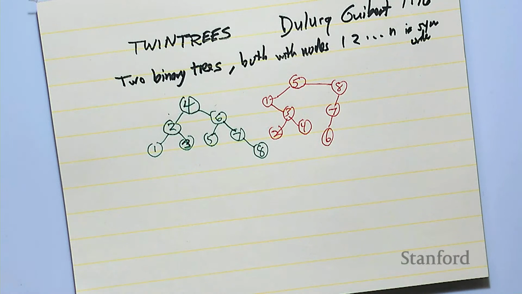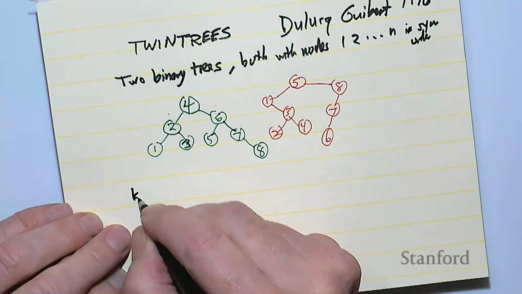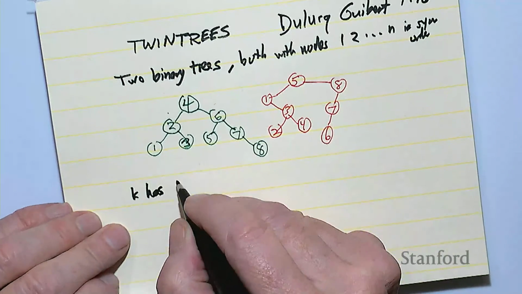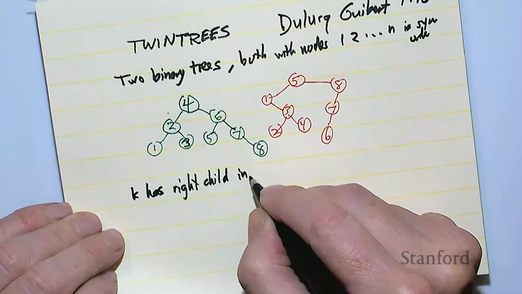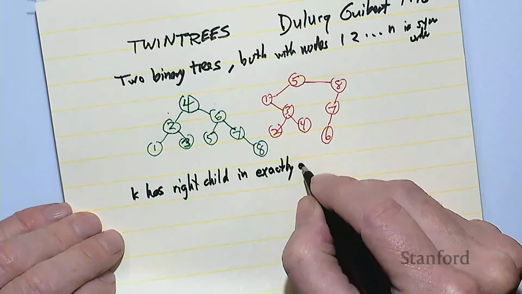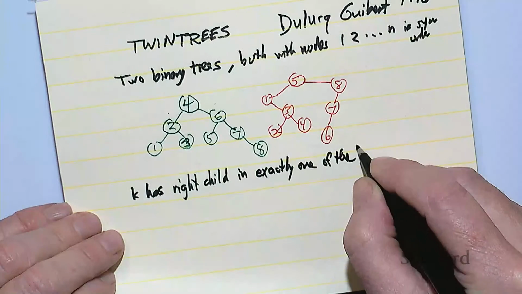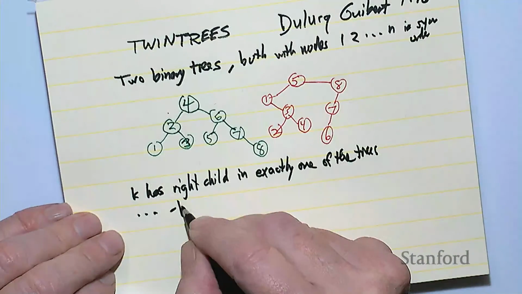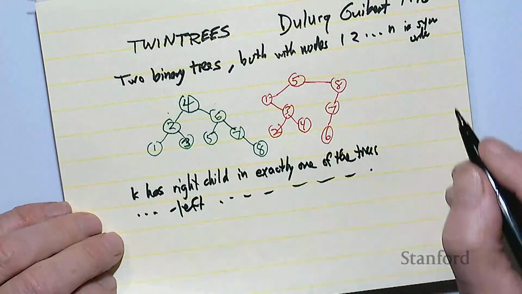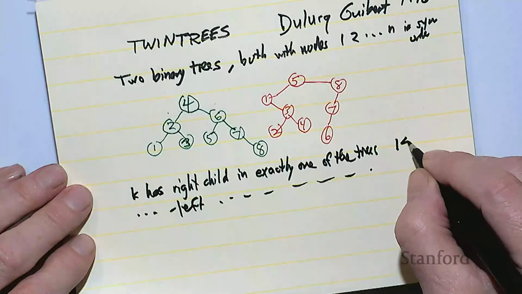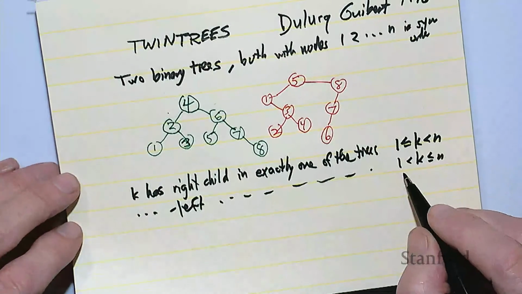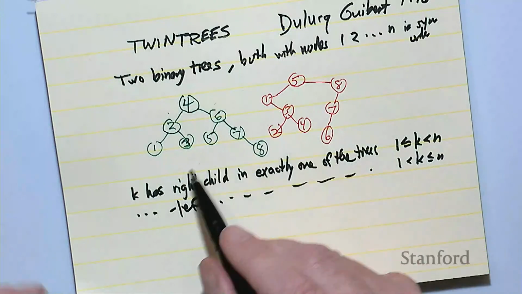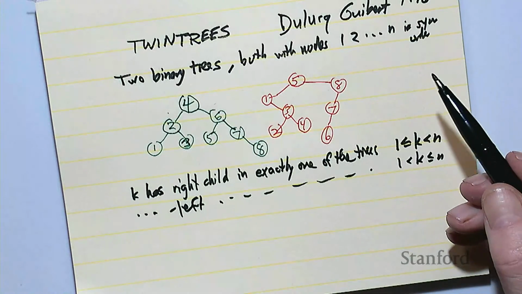And the important concept is that node K has a right child, let's say, in exactly one of the 2 trees. And the same thing for a left child in exactly one of the trees. So this is when K is between 1 and n but not equal to n, and this is when K is between 1 and n but not equal to 1, because 1 never has a left child. 1 is the first thing in symmetric order, so it can't have a left child.